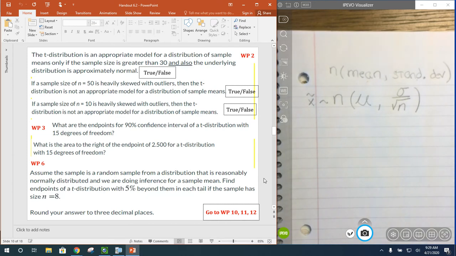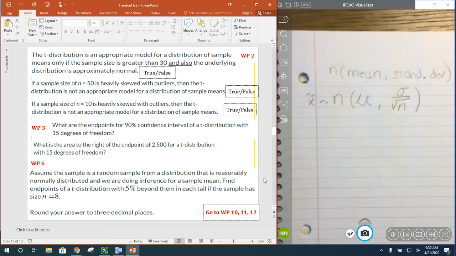So let's say that we have a problem here, and this is Wiley. I'm not sure I can tell you this is actually Wiley question 2, 3, 6, those kinds of things, but I can tell you we can try these though. It says, the t-distribution is an approximate model for the distribution of a sample means only if the sample size is greater than 30 and also the underlying distribution is approximately normal. So it's asking us if this is the model that we would use.